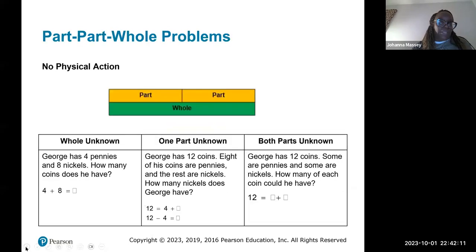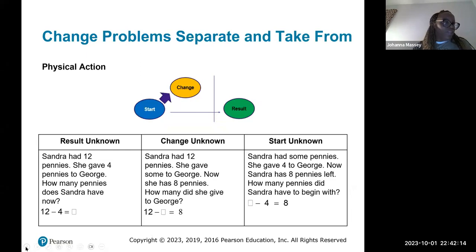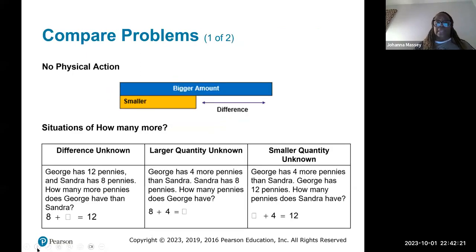Most times we'll come up with the ones that have maybe some physical action or not, but students need to be able to come up with or have experiences with the part-whole relationship. All right, so now we have comparing problems. Comparing problems again have no action, but you're finding the difference of two things. You have a bigger amount and a smaller amount, and then there's a difference between them. These are situations of how many more. So when they say how many more one has than another, you're comparing.